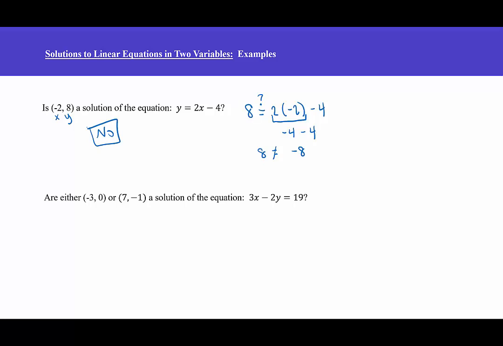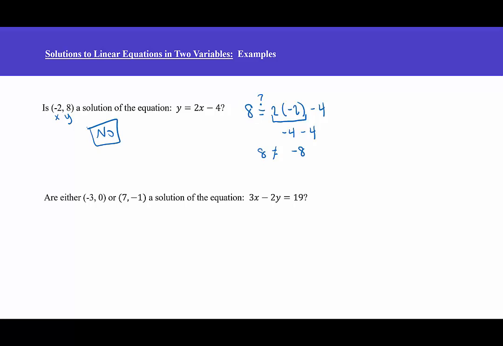In the second example, are either -3, 0 or 7, -1 a solution of the equation 3x minus 2y equals 19? Pause the video and see what you get. Are they both? Is it yes, yes? Is it yes, no, no, yes, or no, no? Okay, how'd you do? Were you a little disappointed?